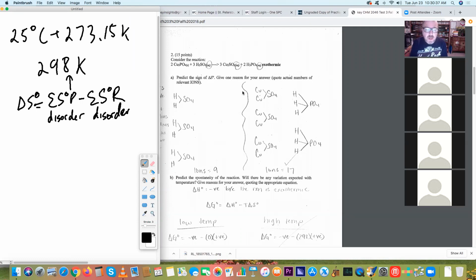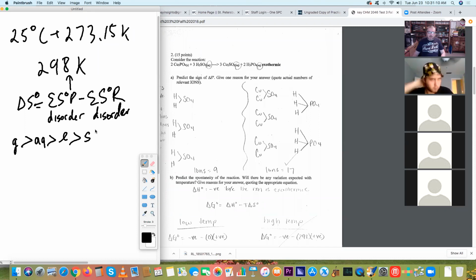What we know is that there's a hierarchy of order that can be gleaned from looking at the states of things. We know that gases are better than aqueous ions, are better than pure liquids, and that's better than solids when we're talking about disorder. I think that makes a lot of sense. If you look at gases, they're flying around and they're not bound by anything, really, except the container that they're in.